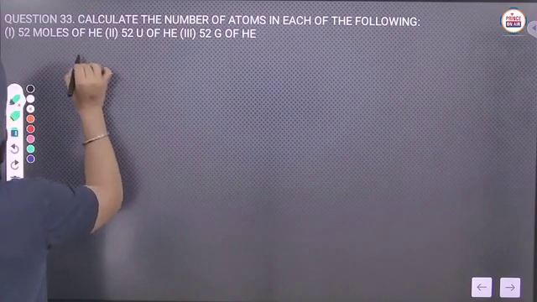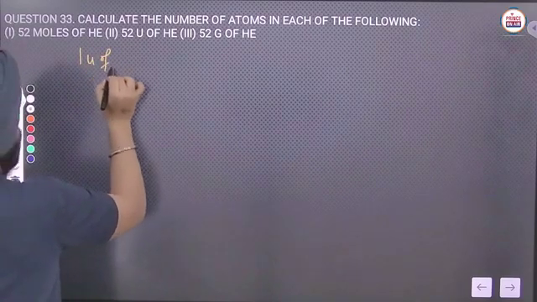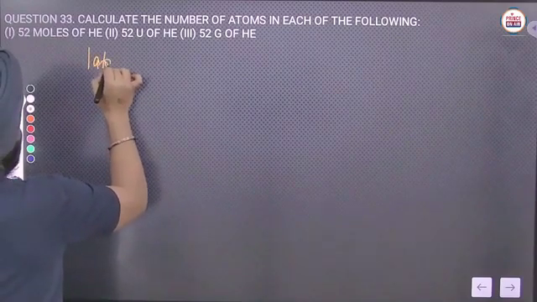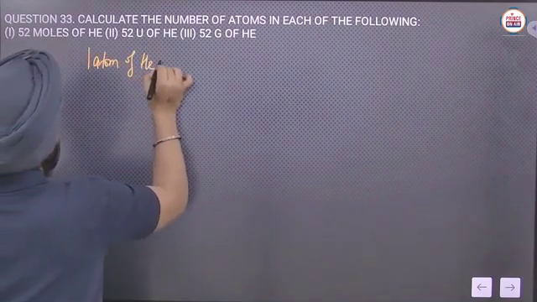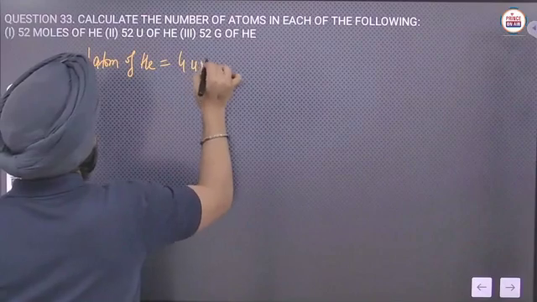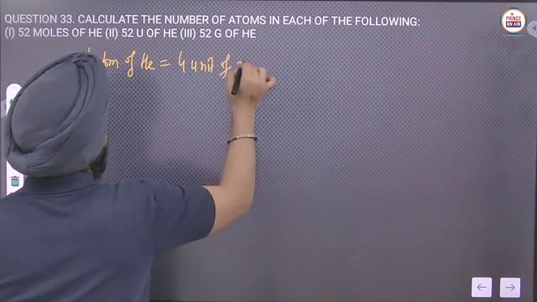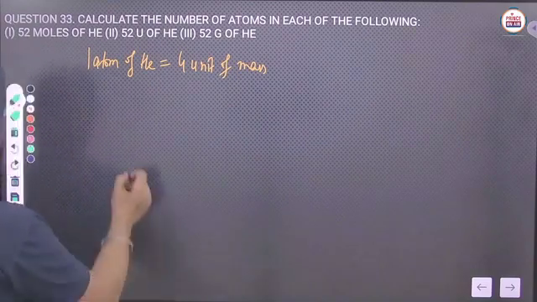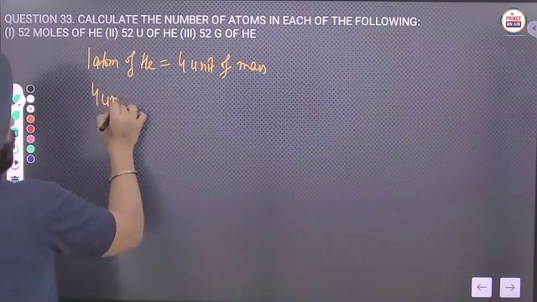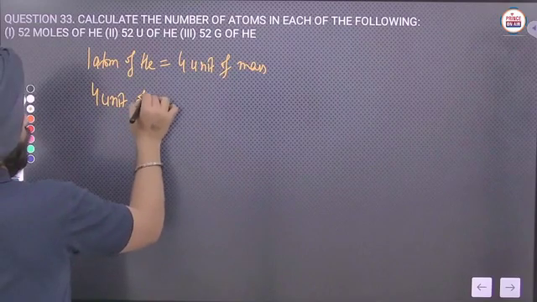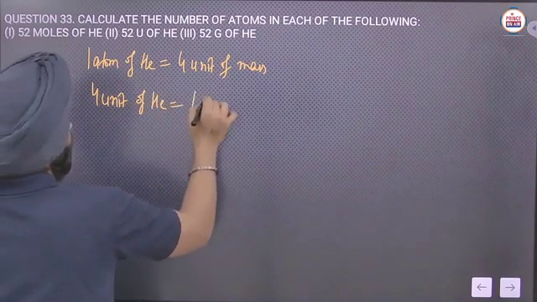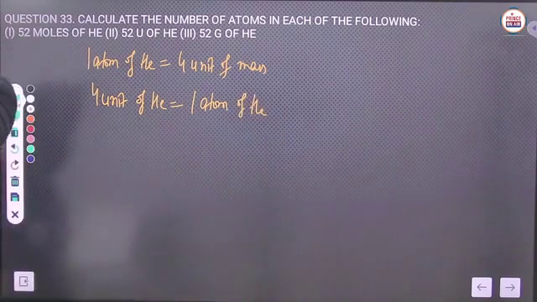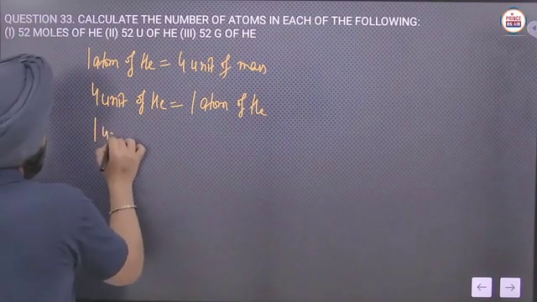See, you can say that 1 atom of helium has 4 units of mass. Clear? So you can say 4 units combined to form 1 atom of helium.